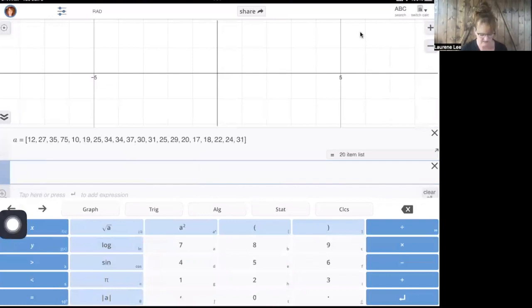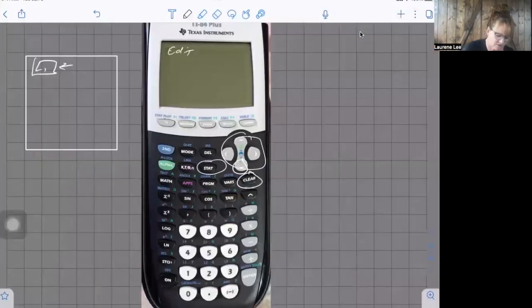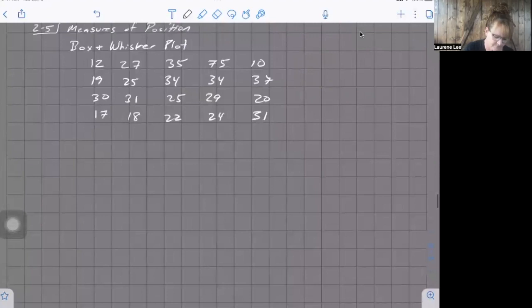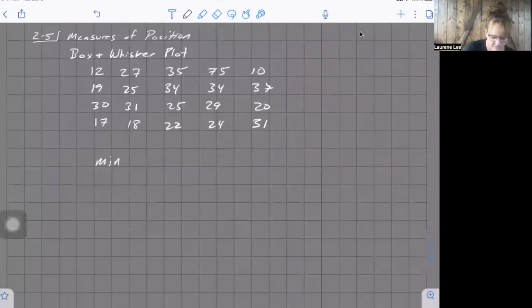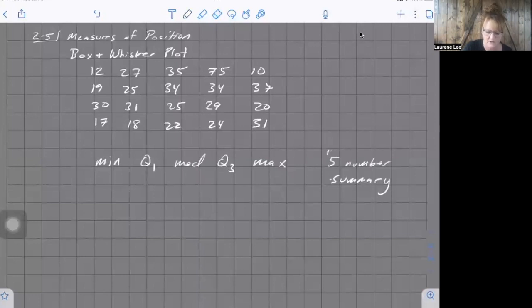So once you have that list entered, the way that a box and whisker plot works is it's going to plot your minimum on a number line. We're going to plot the minimum, what we call quartile 1, the median, quartile 3, and the max. So this is what we call our 5-number summary. That's kind of the general name for this set of numbers. So if your homework asks for the 5-number summary, it's looking for these 5 numbers.